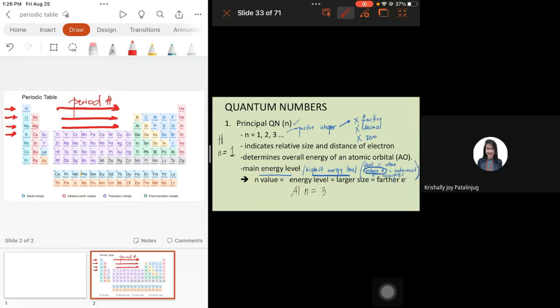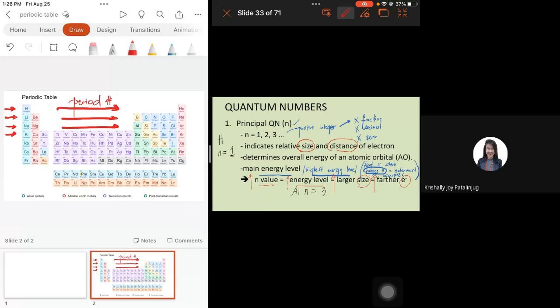Next, another importance of the n value of the atom is that it indicates the size of the atom and the distance of the electron from its nucleus. So we could tell that the greater the n value of that atom, it would have a higher energy level. And what happens to the size of the atom? It will have a larger size, and the location of the valence electron would be farther from its nucleus.